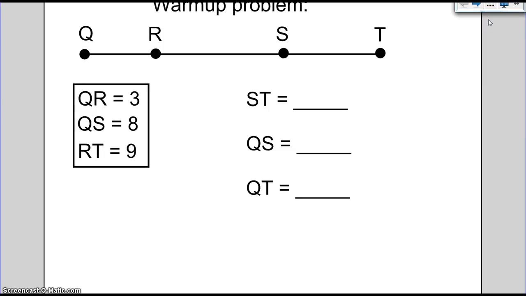Okay, so today we talk about segment addition with proofs. A proof is basically telling me what you did and why you did it. Okay, so let's go through this warm-up.